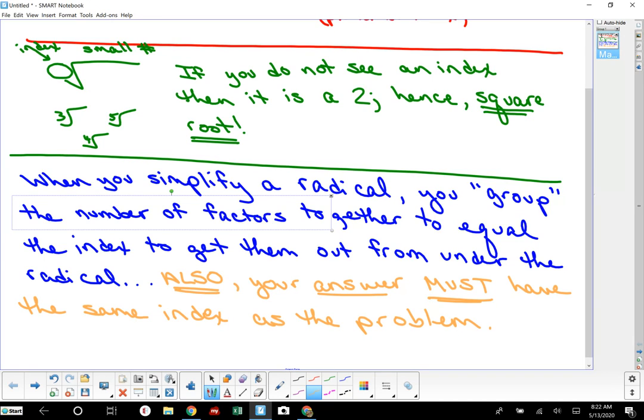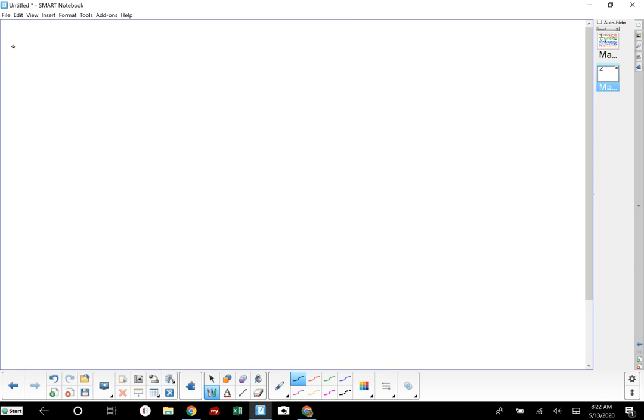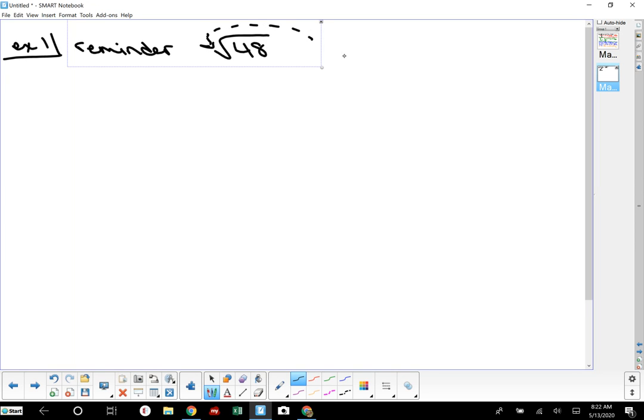This isn't terribly difficult. The biggest problem is people forget this. They don't put the index in their answer. So we'll make sure that you revisit that. All right, here's example number 1. Let's do this first. Just as a reminder, if we see this, that means this has an index of 2, even though you don't see it.